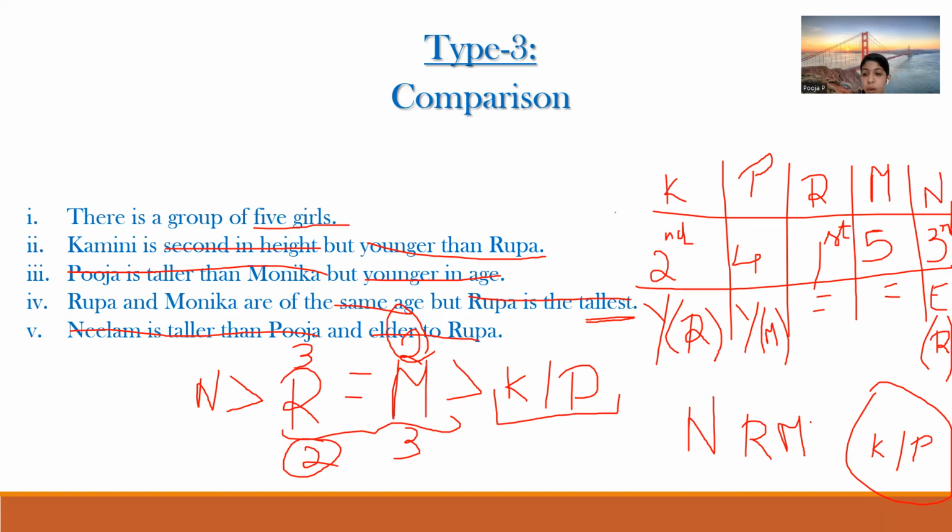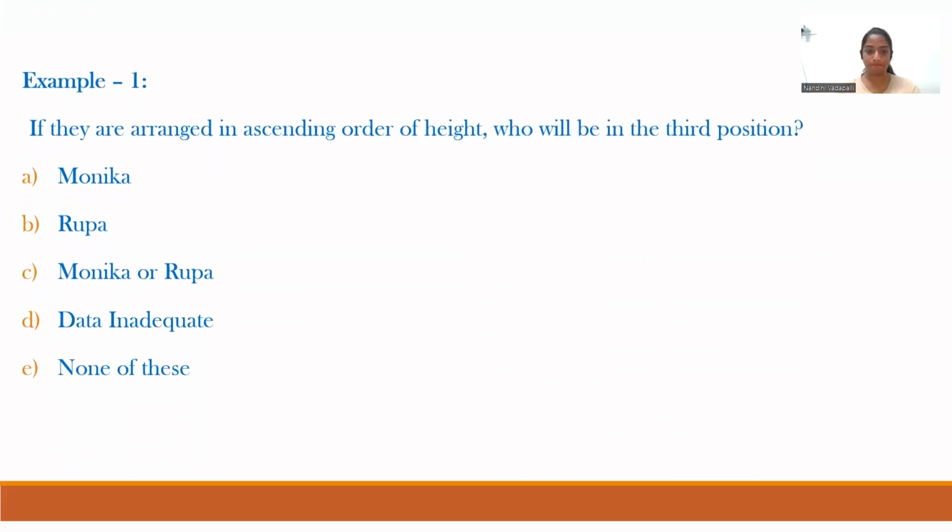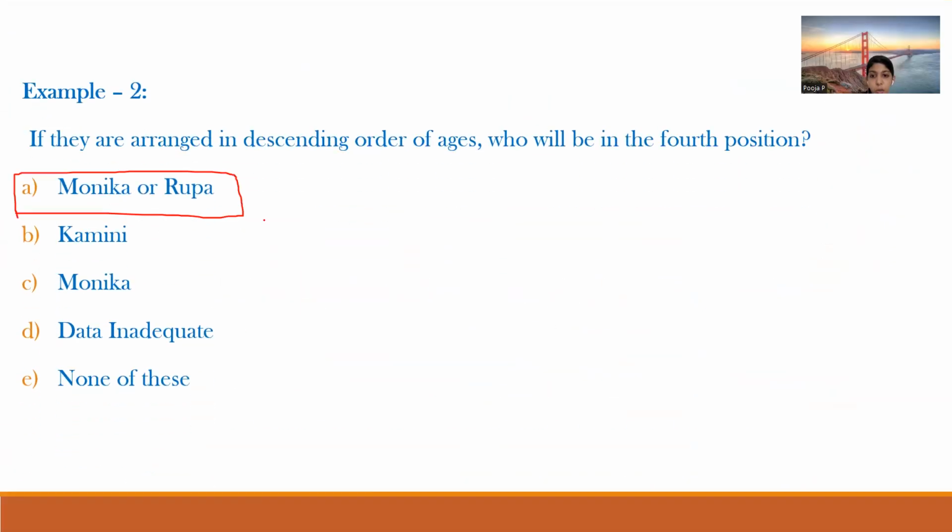Again, you can actually form four. I have not considered Kamini or Pooja as separate options. Keep that aside because we are dealing with Neelam, Rupa and Monica. So Neelam, Rupa and Monica is one option. You can also write Neelam, Monica and Rupa because they're of the same age. You can actually write like this as well. So you have either Rupa or Monica coming in the second position. Nandini, hope your confusion is clear or you still have doubts. It's clear, ma'am. Okay. So the answer is Monica or Rupa.